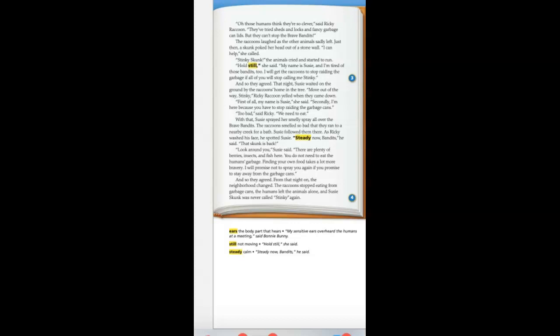The next vocabulary word, still, means not moving. In the story we saw this word when it says, "Hold still," she said. So the word still means not moving. And our last vocabulary word, steady. The word steady means calm. It was used in the story when it says, "Steady now, bandits," he said. The word steady means calm.